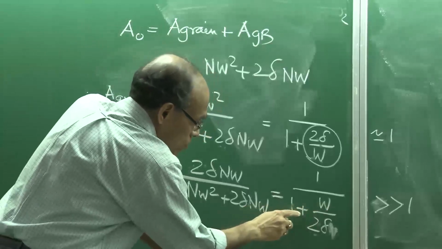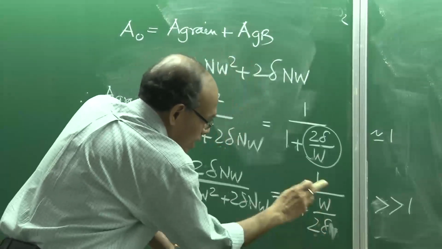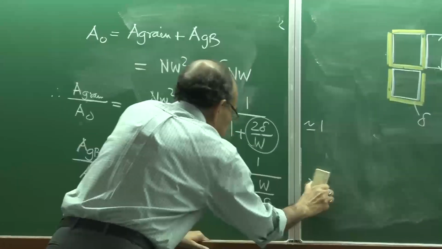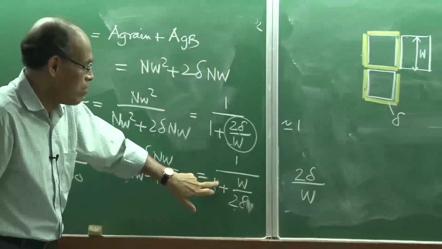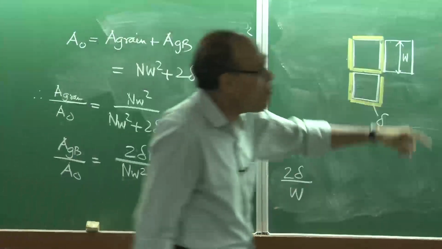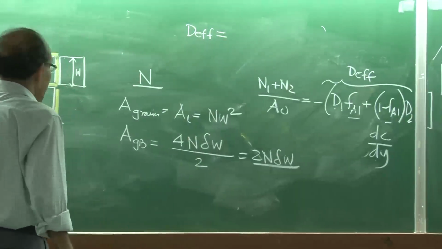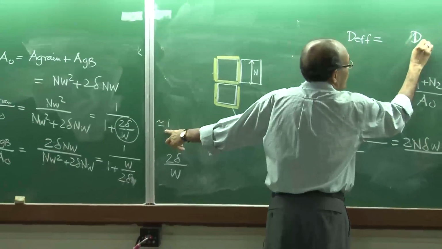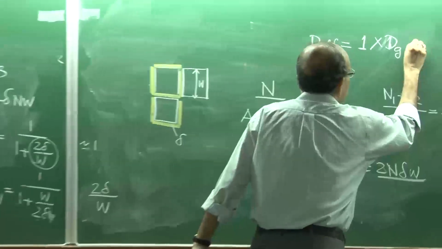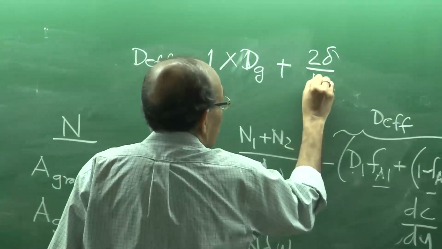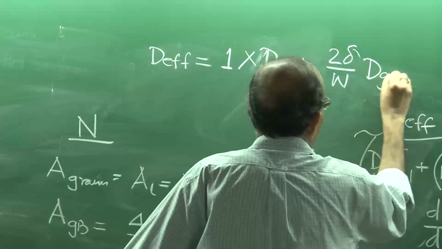This, on the other hand, is a very large quantity, because delta is smaller. So this is essentially equal to delta divided by 2 delta, so I would say this is equal to 2 delta by W, because this term dominates and 1 could be ignored. So going back to the expression, the effective diffusion coefficient becomes equal to the diffusion coefficient of the grain times an area fraction of the order of 1, plus 2 delta by W into the diffusion coefficient of the grain boundary.